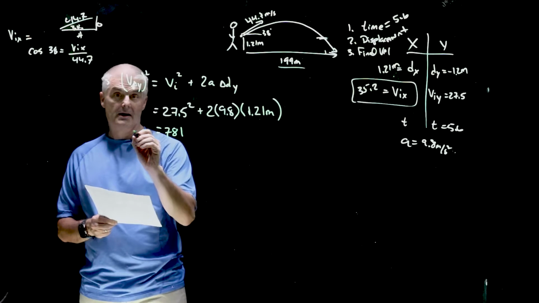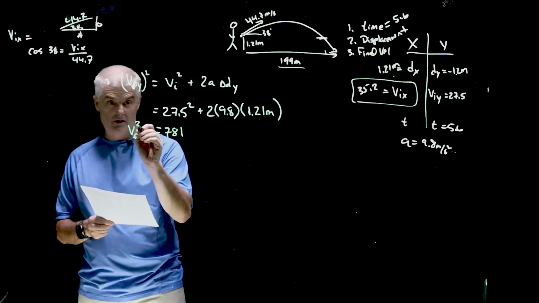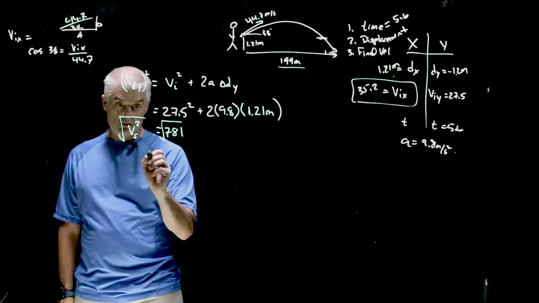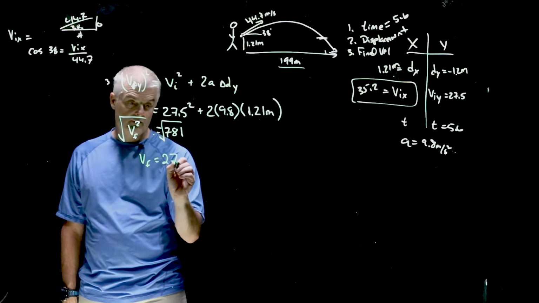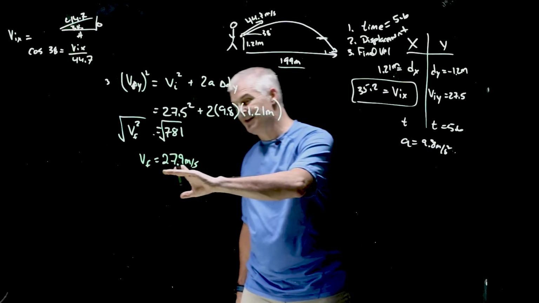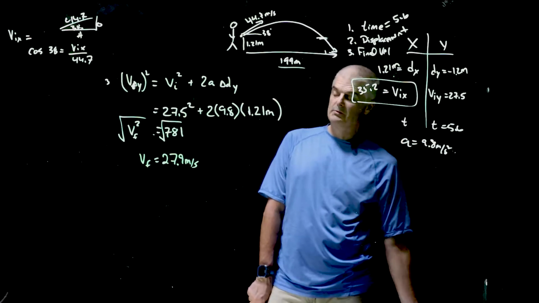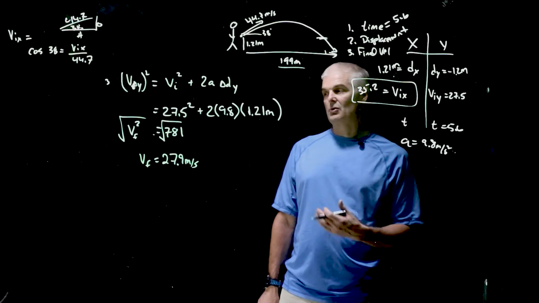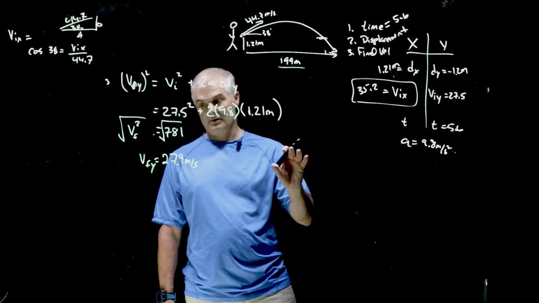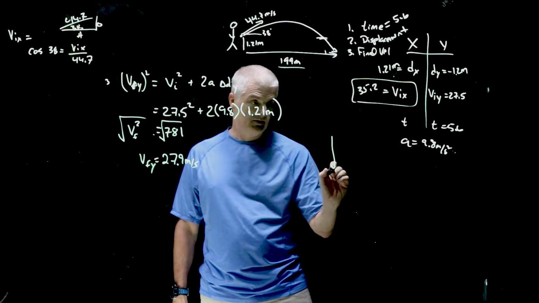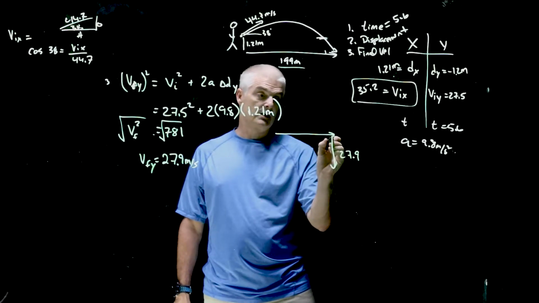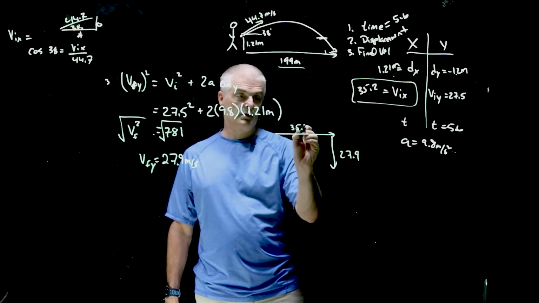When we plug that into the equation, the whole thing adds up to 781, and that equals V final squared. We take the square root and you get V final to be 27.9 meters per second. You might notice this was 27.5, this is 27.9. It only fell an additional 1.21 meters, so it's not a huge difference. But the question is asking what's the V final total. So this is 27.9 in the y direction, and the x direction didn't change. This was 35.2.